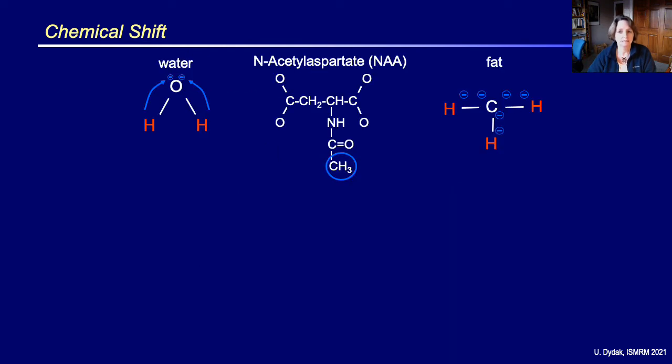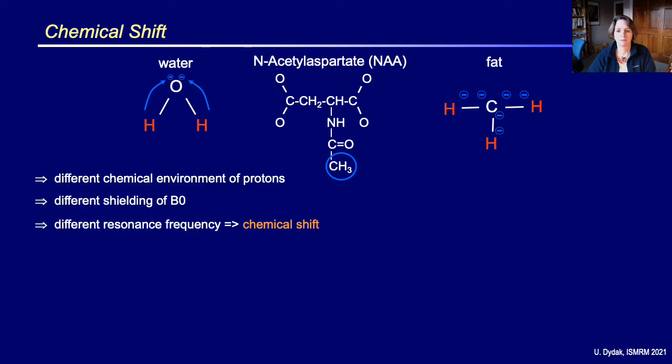Let's consider these three molecules here, all with hydrogen atoms that will provide signal. Water on the left, N-acetyl aspartate, a neuronal marker and the biggest peak in a healthy brain spectrum, in the middle, and lipid. Each of these proton groups has a different chemical environment, giving rise to a different shielding of the B naught field, and thus to a slightly shifted resonance frequency. We call this specific shift in resonance frequency the chemical shift.